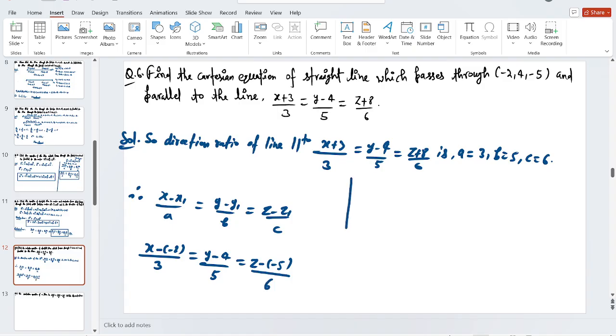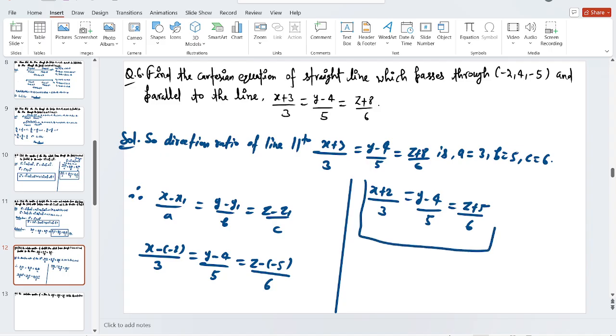So solving, you get the equation of the line which passes through (-2, 4, -5) and is parallel to these lines: (x + 2)/3 = (y - 4)/5 = (z + 5)/6. This is the required equation of the straight line.